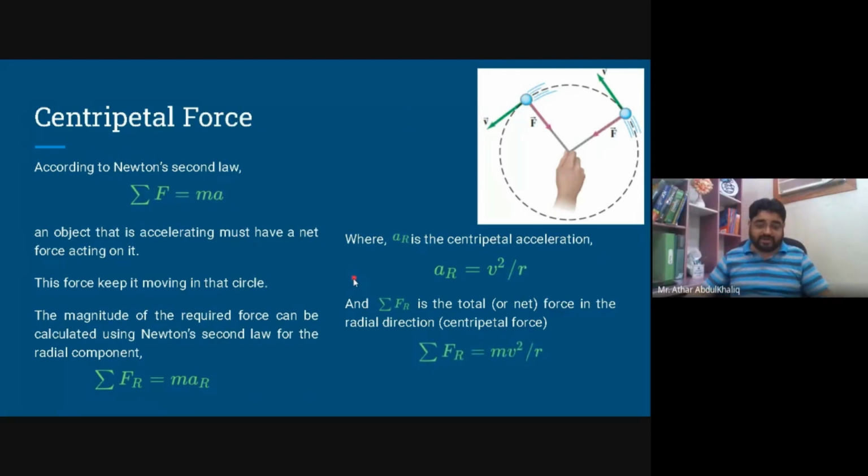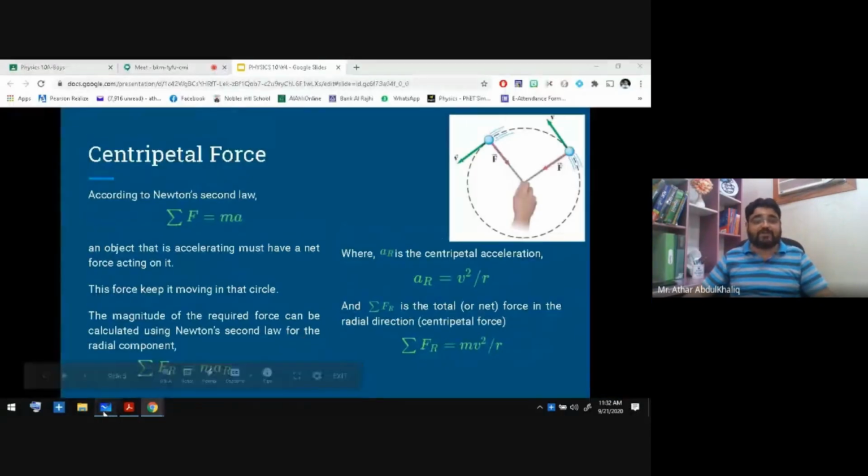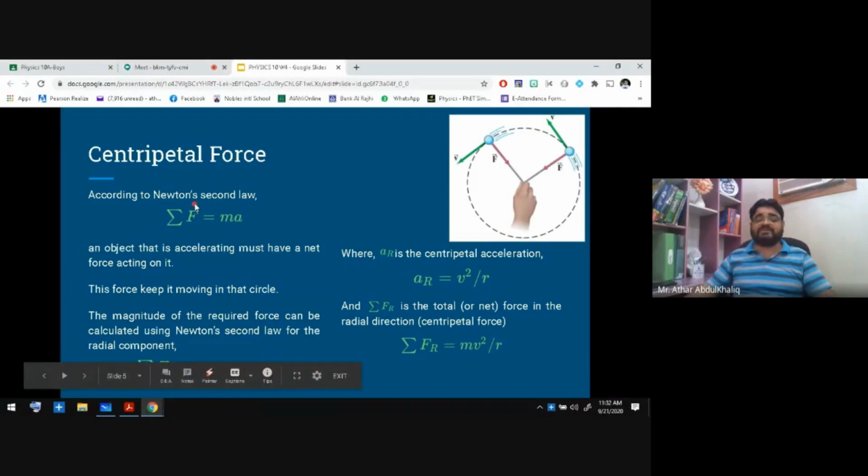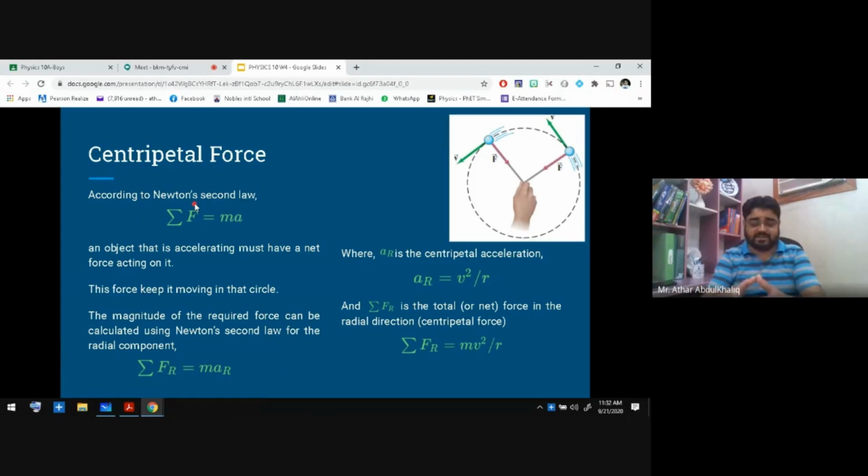I know I am a little bit quick, so let me stop for a moment and get back to the point. What I was saying is that there is an object moving in a circular path, and we said that acceleration is there. But Newton told us that whenever acceleration is in the object, it is because of the force. So it means that this object which is moving in a circular path has a force that keeps it rotating in a circular path. This force is named centripetal force.